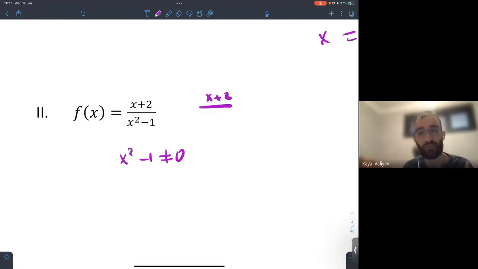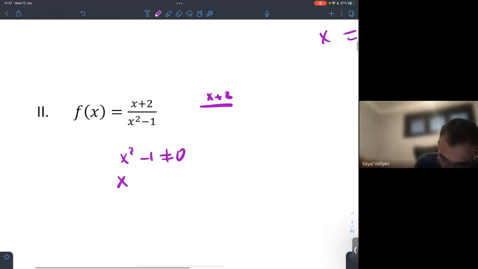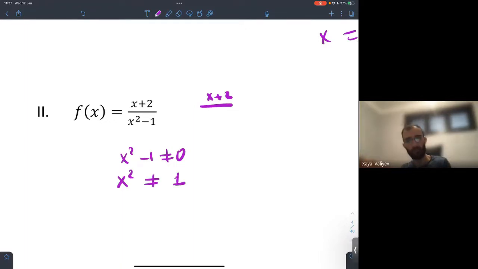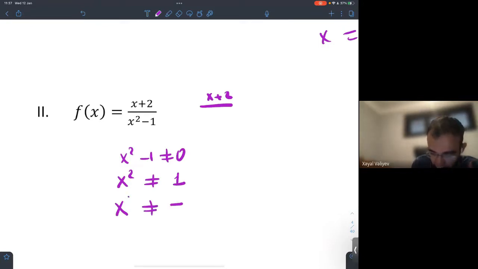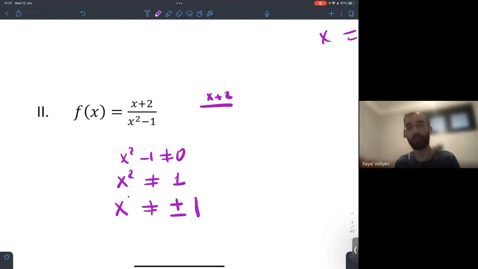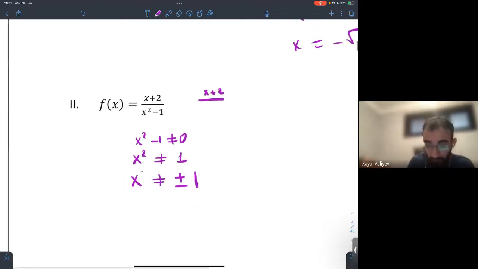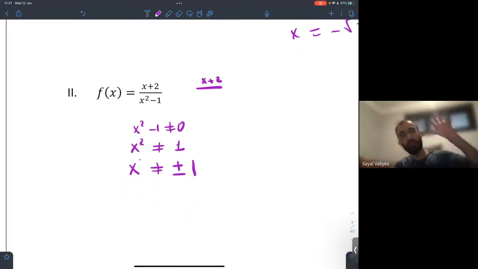x squared minus 1 cannot be 0, which means x squared cannot be 1. But because it is squared, we have two answers, so x cannot be positive or negative 1, because the square of negative 1 is also 1, and 1 take away 1 will still be 0. So the domain can be anything. You can choose any x's, but apart from 1 and negative 1.